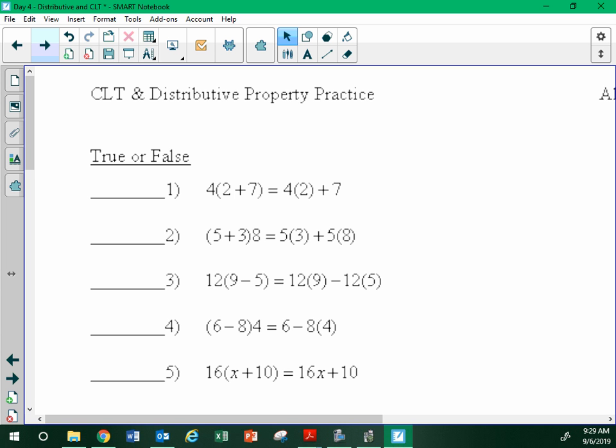Okay, let's pick certain ones. Is this our homework? No, this is just practice that we're going to do right now in class for our remaining time.